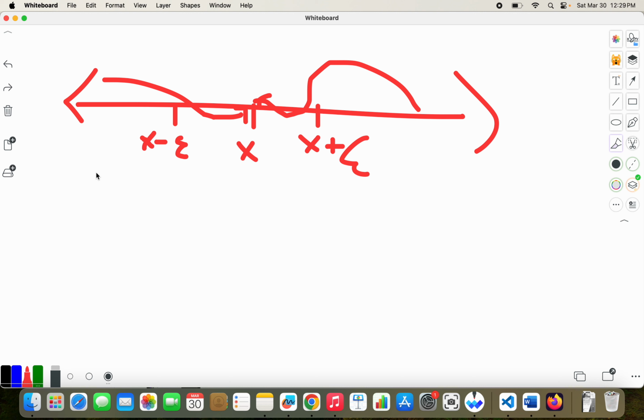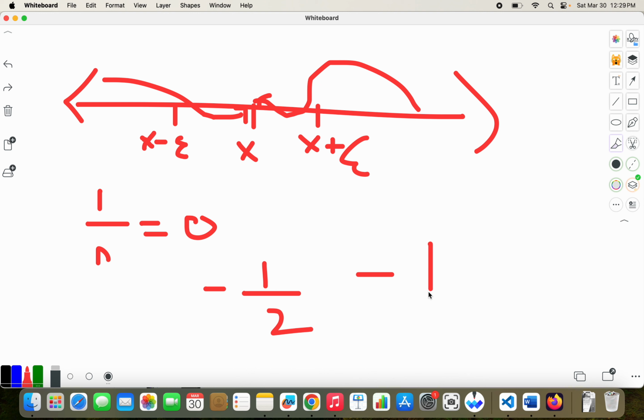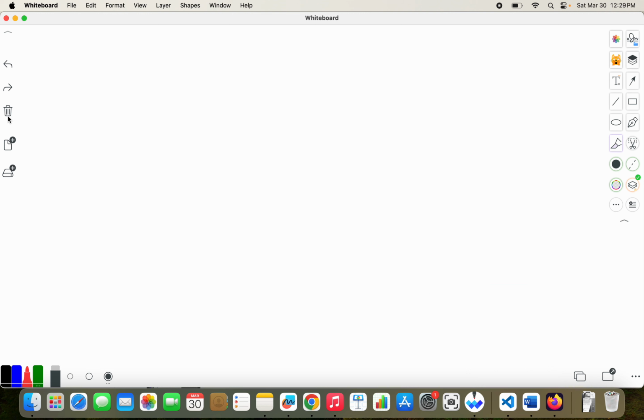So by the way, 1/n converges to 0. Because if n is 1, that's 1. If it's 2, it's 1/2, 1/3, 1/4. It's converging to 0. So yep, they're getting smaller and smaller, approaching 0.